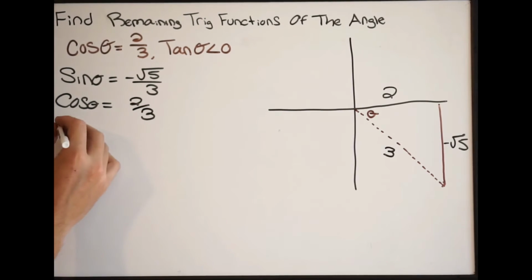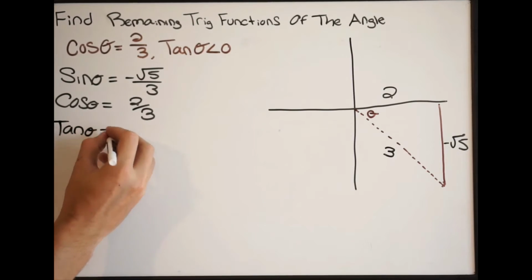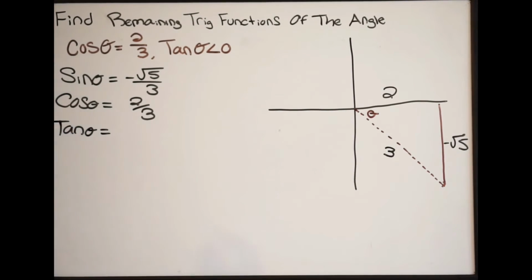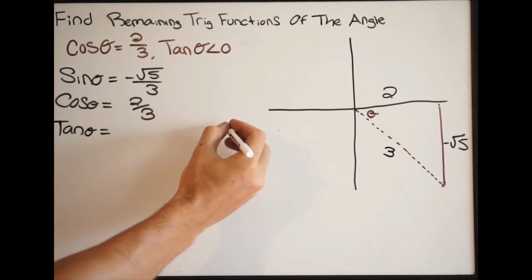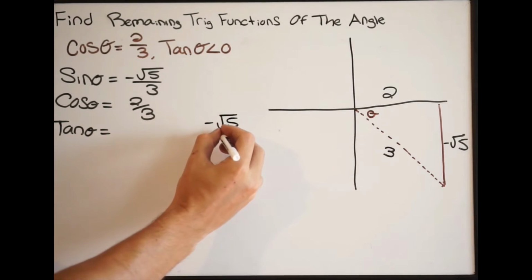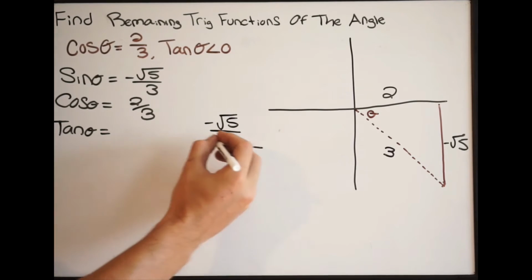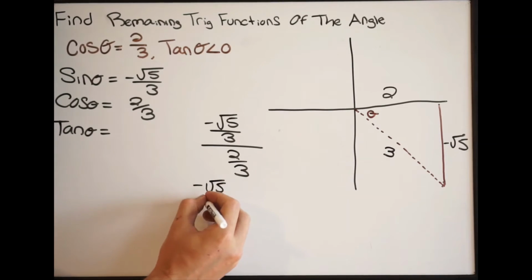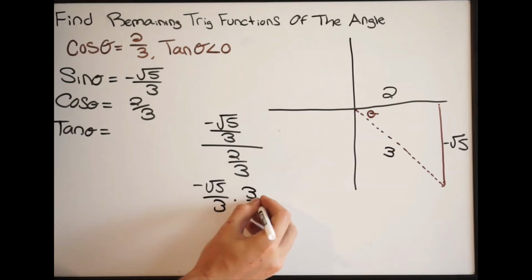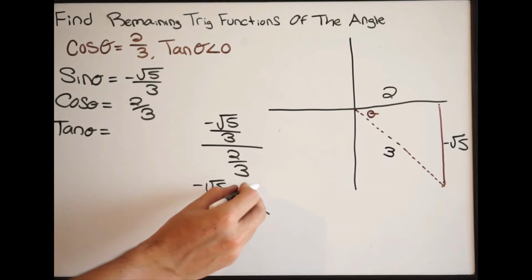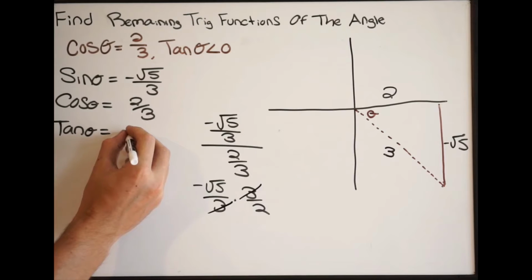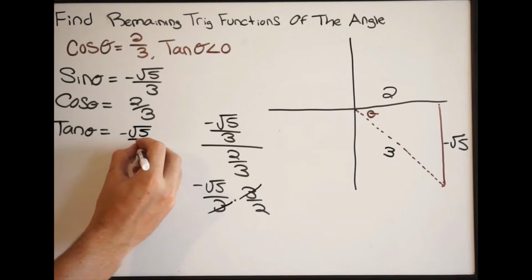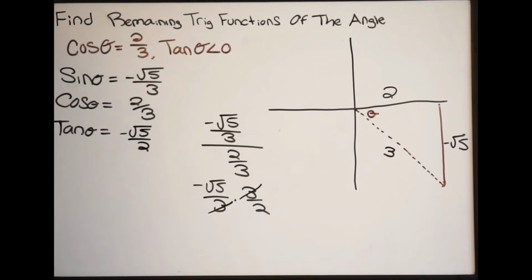All right, and then tangent, we said before, is going to be sine over cosine. So here's sine, here's cosine. So we're going to have something like this, negative square root of 5 all over 3, and then all over 2 over 3, which we know is really negative square root of 5 over 3 times 3 over 2. This goes back to keep, change, flip. 3's cancel, and you're left with negative square root of 5 all over 2. So there we are. Now, the other 3 missing trig functions will be fairly simple to find, because all we have to do is flip.